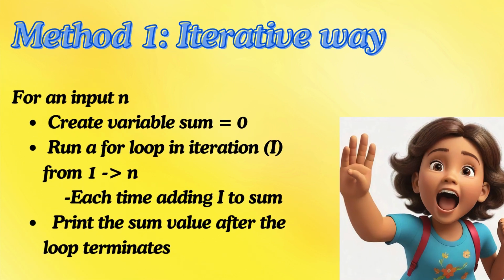Method 1. Iterative way. First, I create a variable sum and initialize it to 0. Then I run a for loop from 1 to n. In each iteration, I add the current value of i to sum. Finally, after the loop terminates, I print the value of sum.